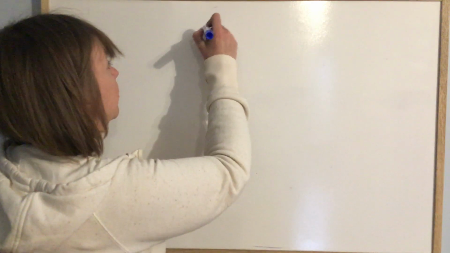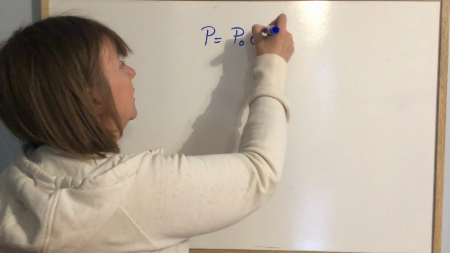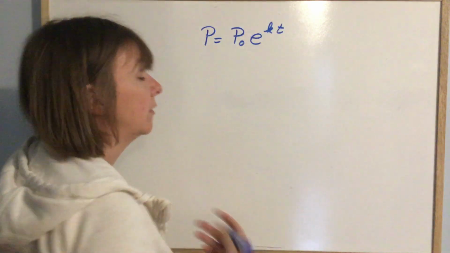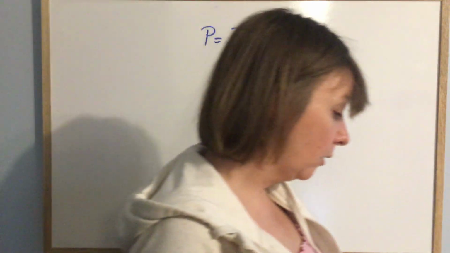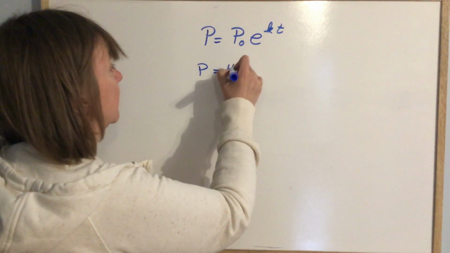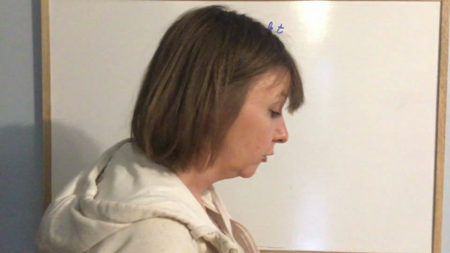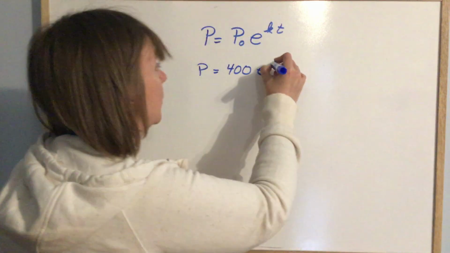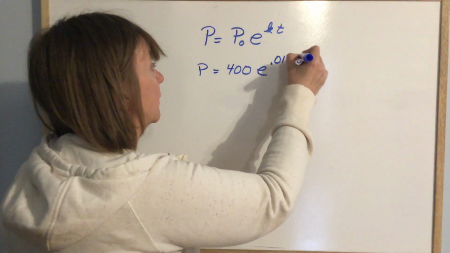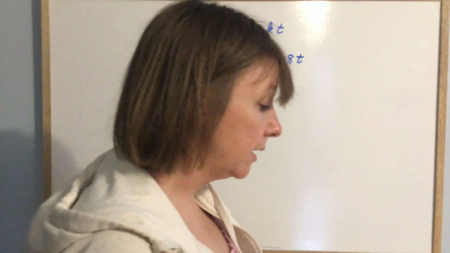So the population would be equal to the original population, e to the k times t. All we're going to do is fill in what we know. They said the first count that they did, so the original population would be 400, and the growth constant is 0.018, so e to the 0.018t. That really is just the formula that they want in A.